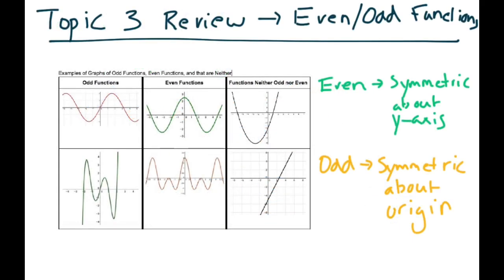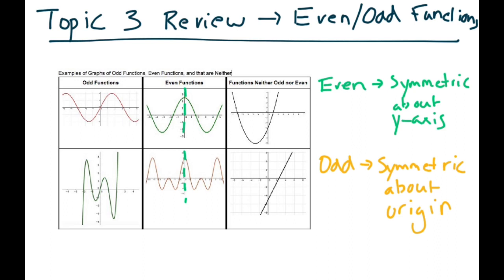All right. So when functions are even, they are symmetric about the y-axis. So for example, the even graphs get cut in half along the y-axis. I'll do it in green. So the same on the left and the right.